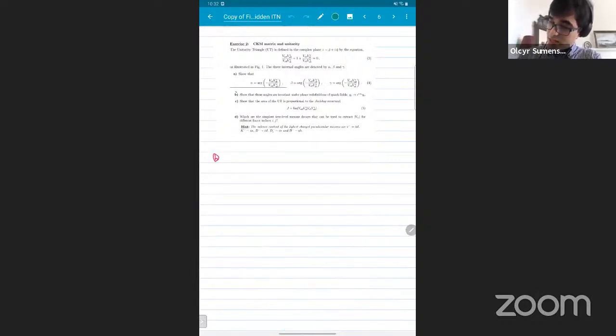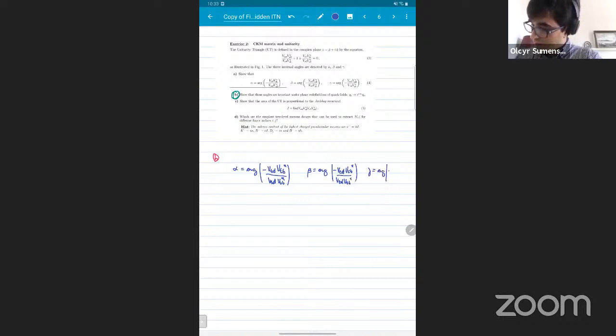And now let's do the second exercise that's more interesting, which is to show that these are actually invariant under phase redefinition of the quark fields. So let me write what we have. Alpha is the argument of minus V_td V_tb star over V_ud V_ub star, beta is the argument of minus V_cd V_cb star over V_td V_tb star, and gamma is arg minus V_ud V_ub star over V_cd V_cb star.